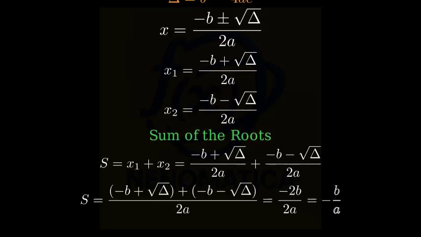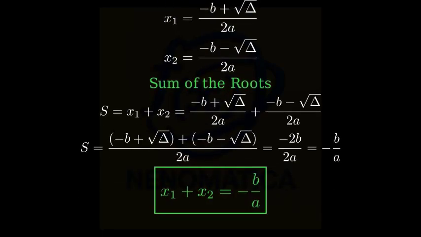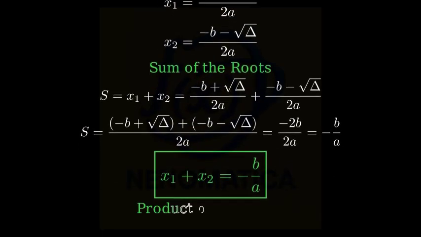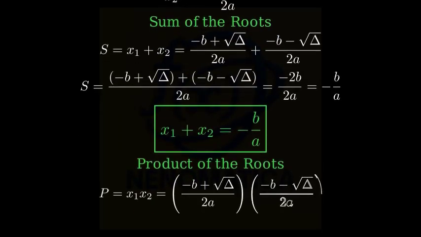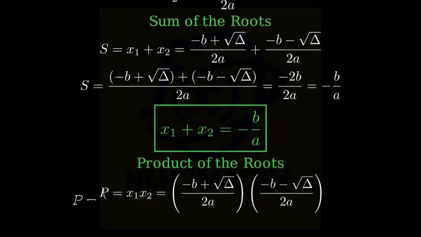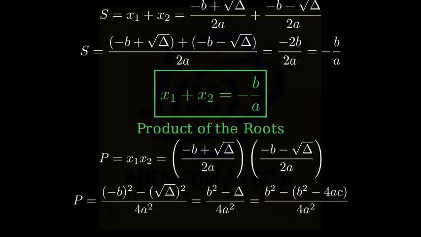Next, the product of the roots. Multiply x sub 1 and x sub 2. Use the difference of squares in the numerator, and then replace delta by b squared minus 4ac. Simplify to get the final expression.